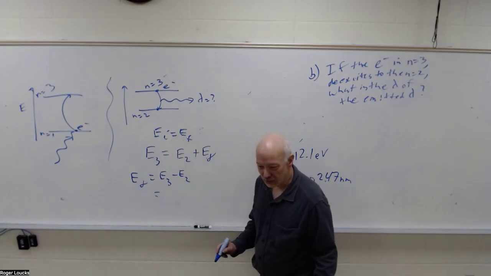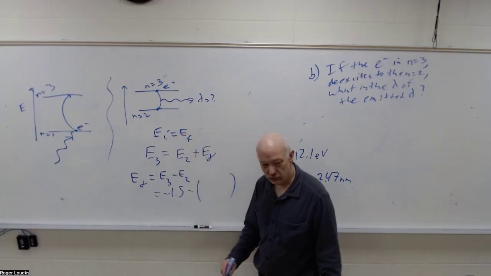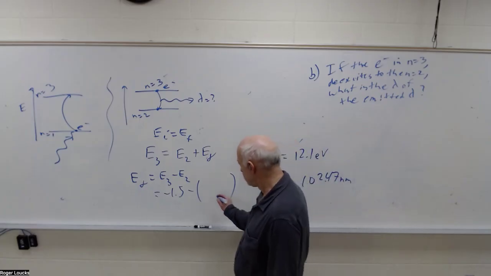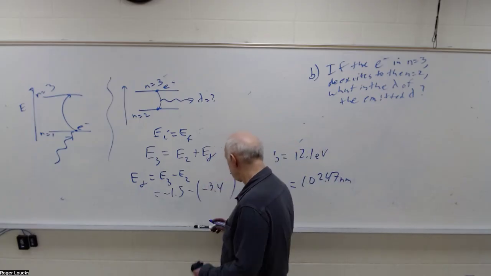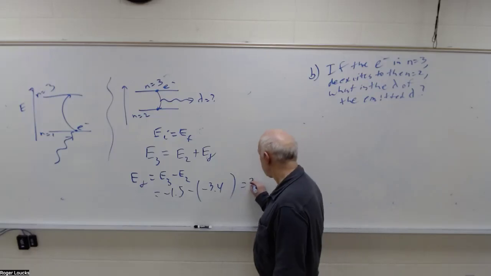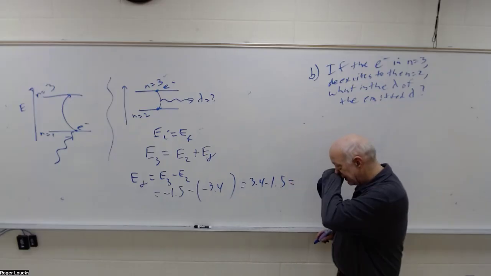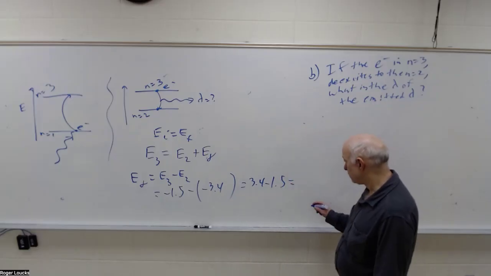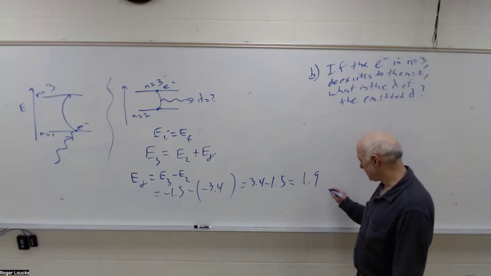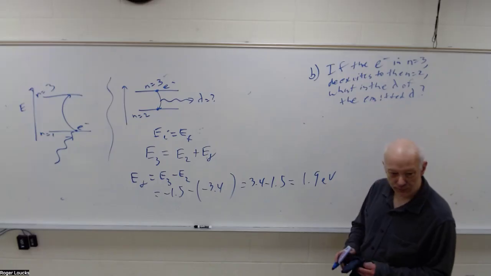So E3 is our buddy, what again? It says minus 1.5. And our buddy E2? Minus 3.4. Yes. So this is 3.4 minus 1.5. Always embarrassing when I have to do math in my head. 1.9? Yeah, 1.9 eV.